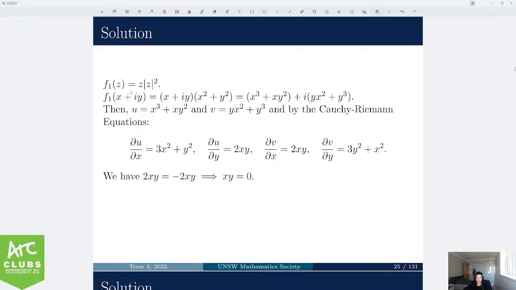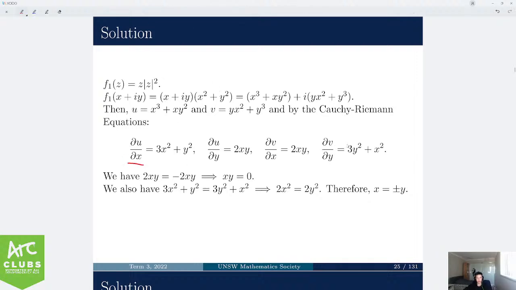Now, condition 1 of the Cauchy-Riemann equations was that partial u, partial y must be the negative of partial v, partial x. So if we equate those two, we get xy must equal 0. And condition 2 was that partial u, partial x must equal partial v, partial y. So equating those two, we get x must equal plus minus y. Now, since these two conditions must hold simultaneously, we need an AND.